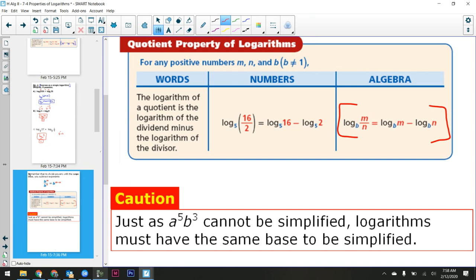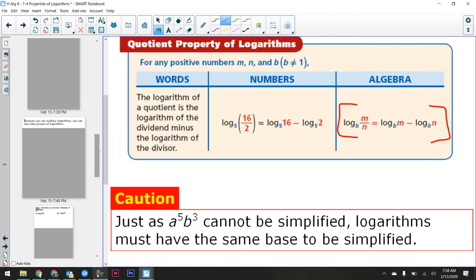Again, the example that they give you in the middle is silly. Log base 5 of 16 over 2. Why didn't we just say 8? I don't know. Log base 5 of 16 over 2. You could split that up to say log base 5 of 16 minus log base 5 of 2. But does that do anything for us? No. 5 to the what power is 16? It's some decimal. Somewhere between 1 and 2.